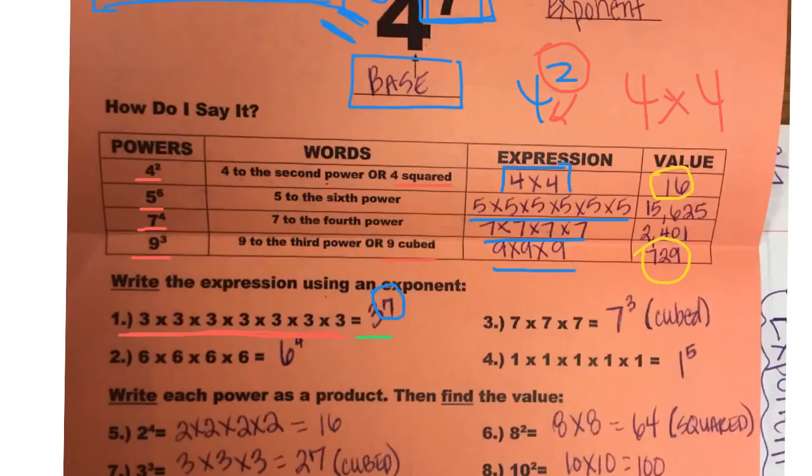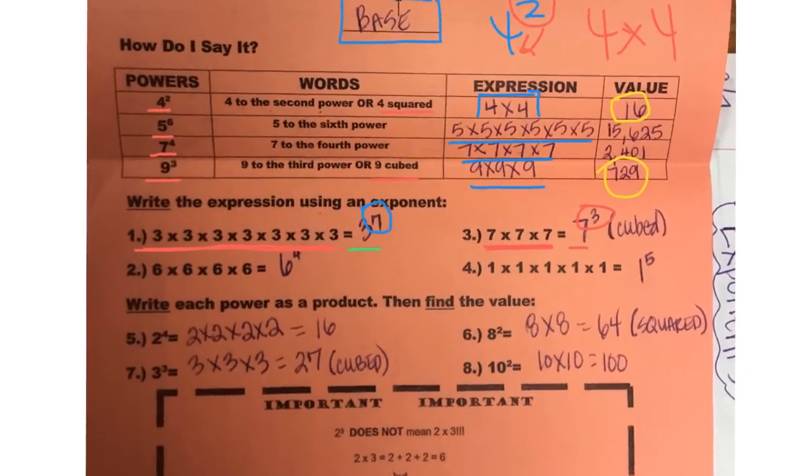Now, if you think you can do that with these next 3, go ahead and do them. I know I have the answers on here for you, but go ahead and fill those out on your paper. So 7 is my main number on this one, so I write my 7, and there are 1, 2, 3 of them. So it's cubed. And then so on and so forth down the line.